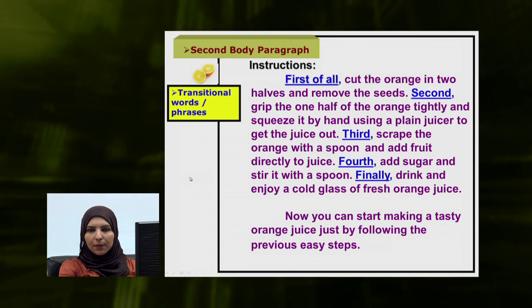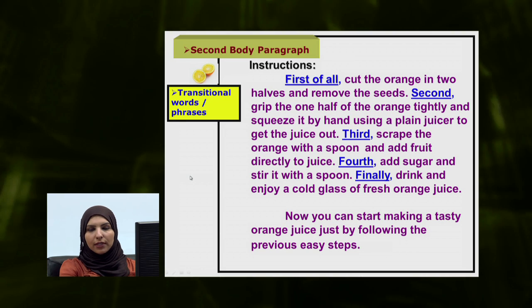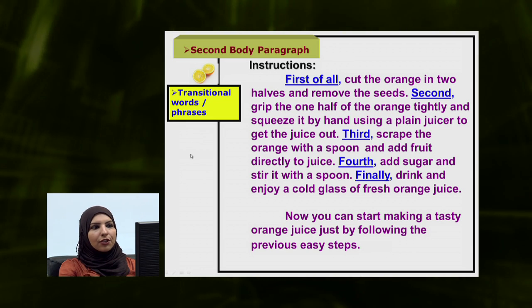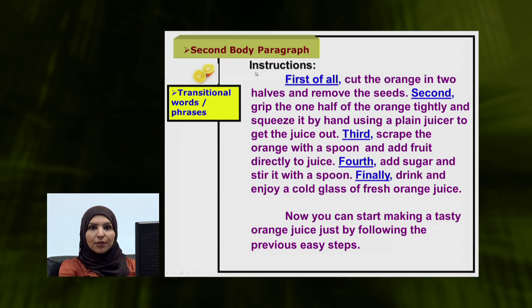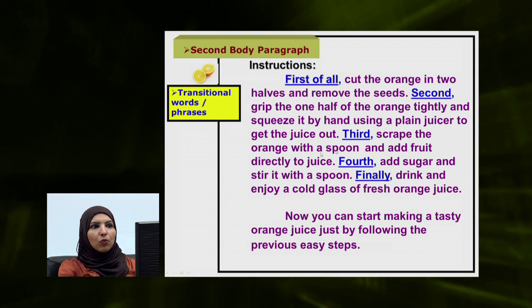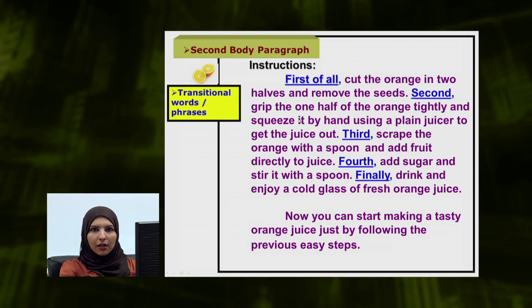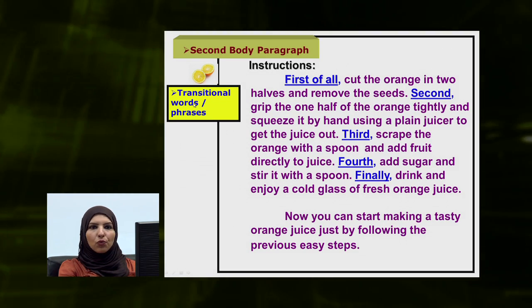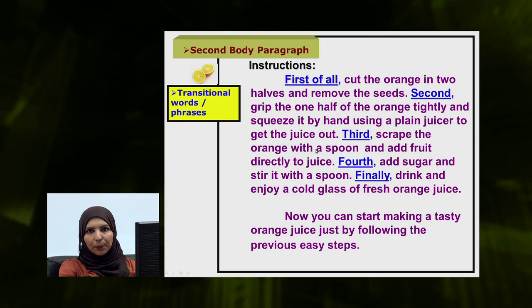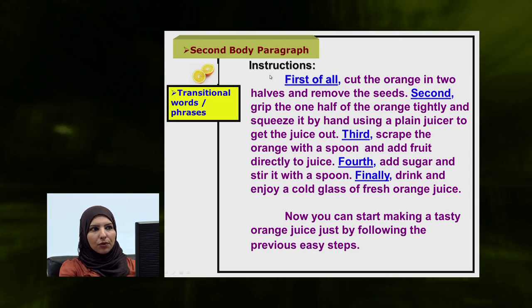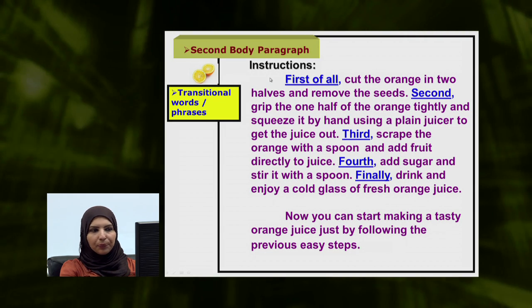In your second body paragraph, you should write, of course, about instructions. And you should start with a subtitle like instructions or steps. And while writing your second body paragraph, you should use some transitional words or phrases to make your instructions easy to follow. Let's read first this paragraph.